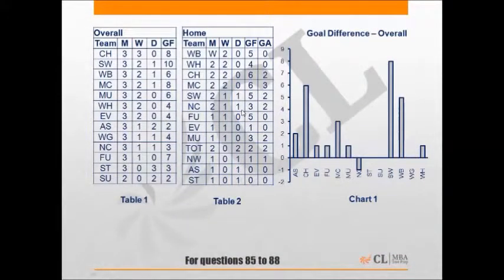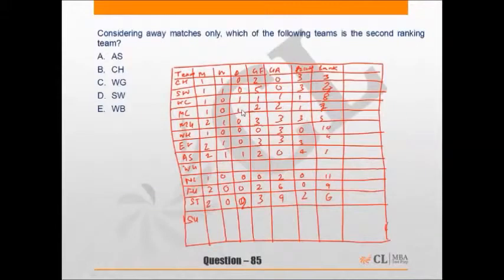Like CS has played 3 matches so far, and it has won 2 matches and drawn 0. Goal for is 8. This is what the first table reflects.